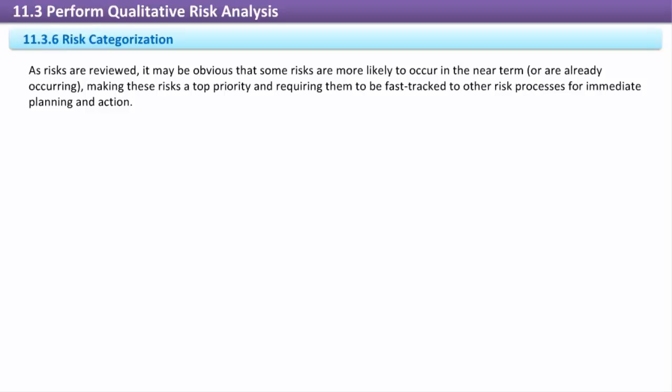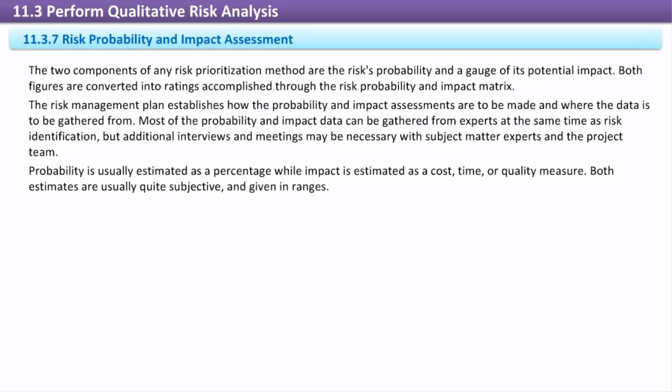Regrouping risks into any helpful classification can expose similarities that could make prioritization and later risk response planning easier. Ways that risks can be grouped include by risk owner, deliverable, phase, or technology. Risk probability and impact assessment.